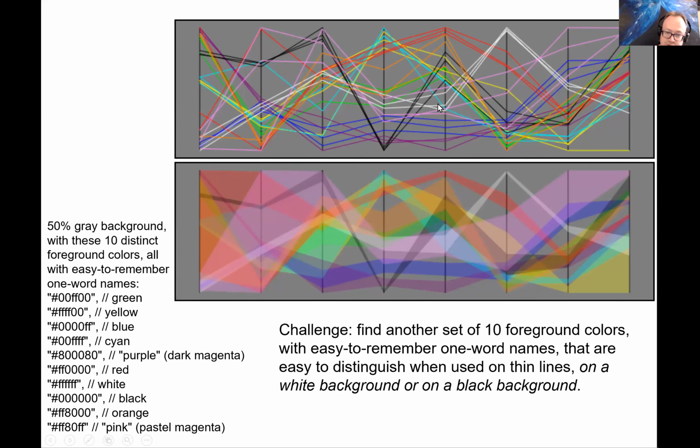So here I'm drawing thin lines. Here I'm drawing regions with some transparency. I forget what alpha value I was using here. I could look it up if anyone wants to know.